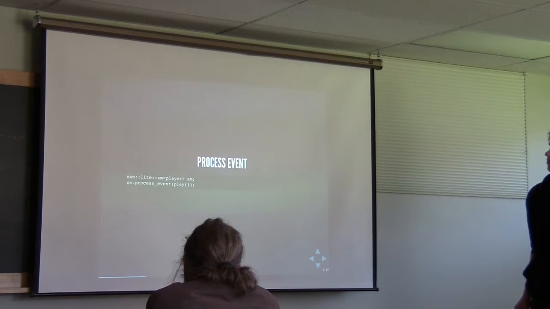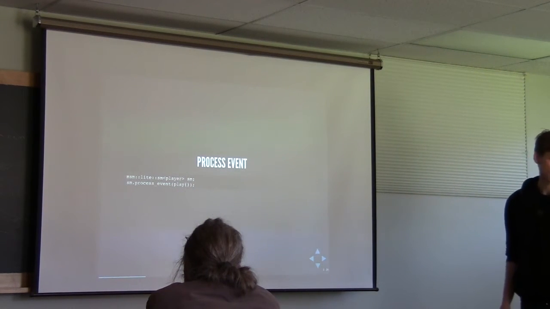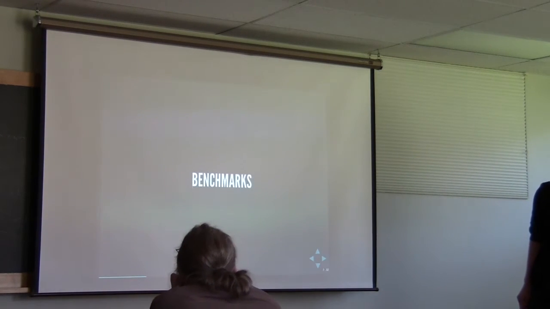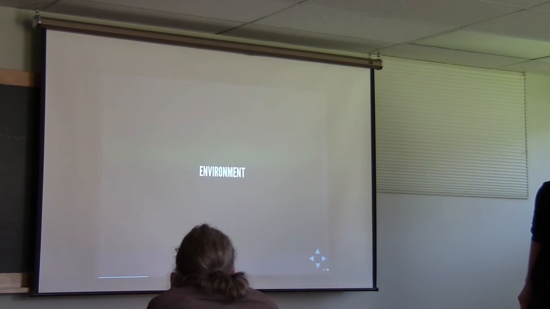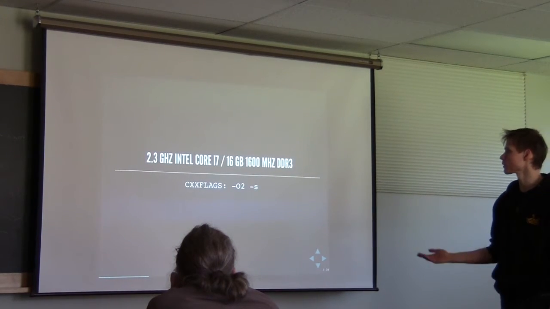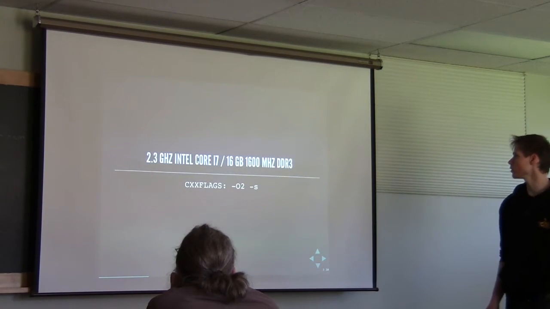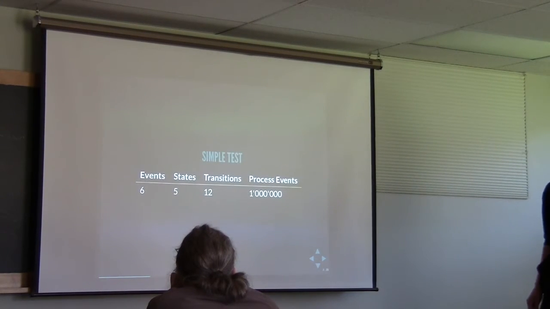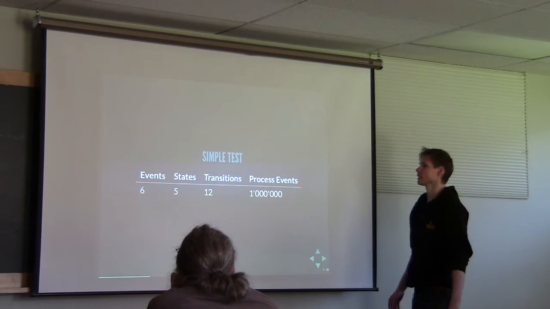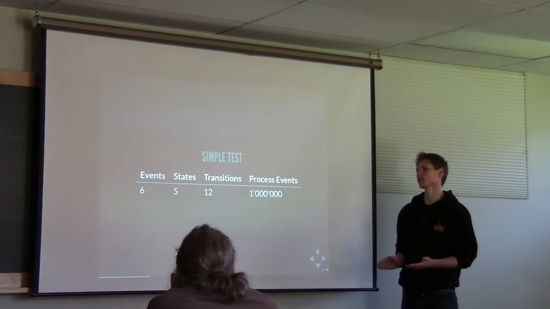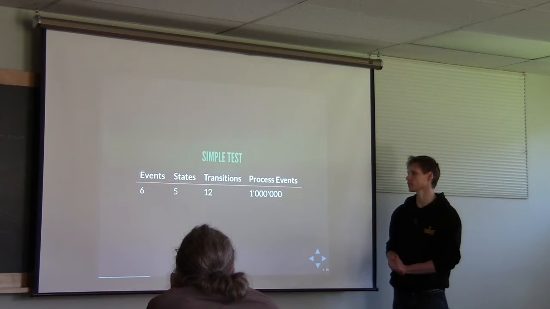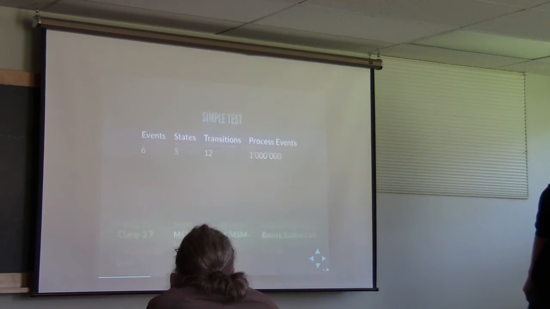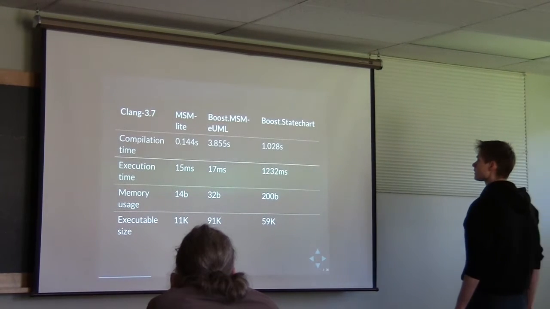How do we process events? The same as any other. So I made some benchmarks. I used O2 and strip in order to get the executable size. So when we have a simple test with like 6 events, 5 states, 12 transitions, and a million iterations, which is not a big one, that's the result we get.